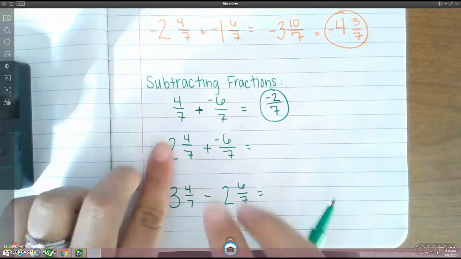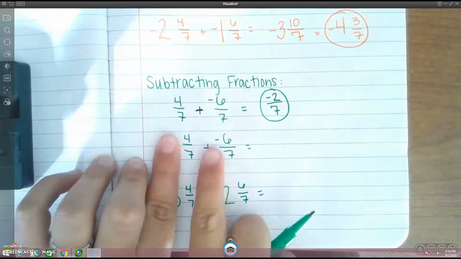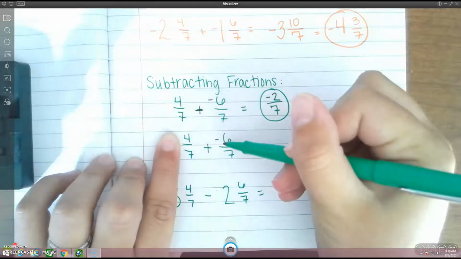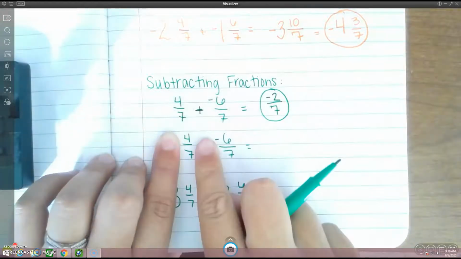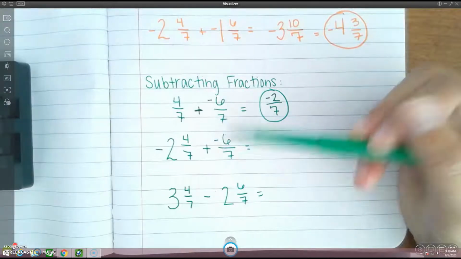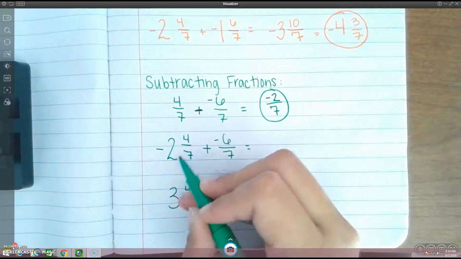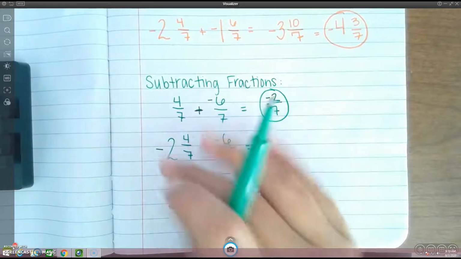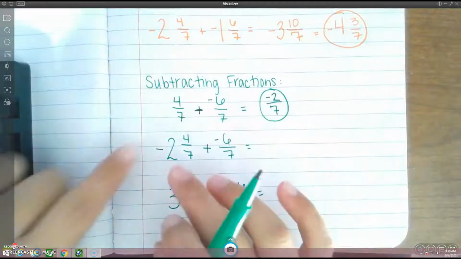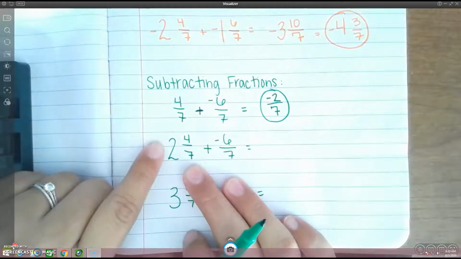So start with the fraction part itself. Don't look at the 2 yet. And we'll go ahead and not look at that negative sign yet, because technically I can put a 1 out in front. Okay, sorry, you can't put a 1 there, but I'm going to show you guys how to change this into an improper fraction and how we can just add across and it will still be the same as what we did above. Okay, so let's go ahead and change 2 4/7 into an improper fraction.